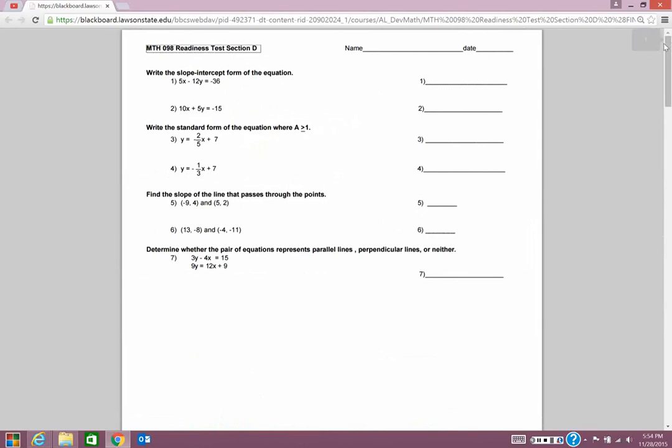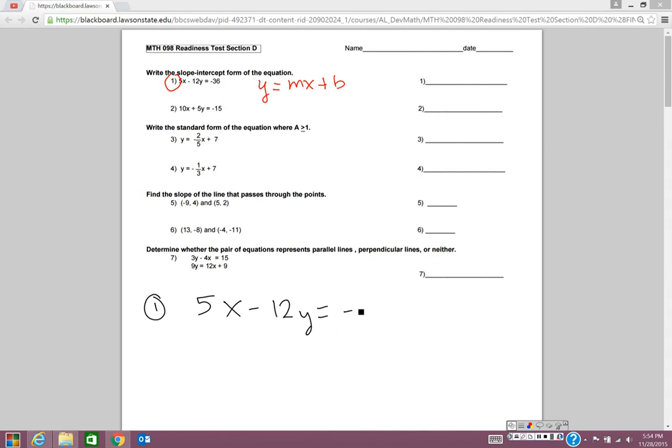Alright, number 1, 5x minus 12y equals negative 36. So to write the slope-intercept form of the equation, of course we need to put this, which is right now in standard form, in the form y equals mx plus b. So basically that means that I need to get y on one side by itself. So let me rewrite the problem here. 5x minus 12y equals negative 36.